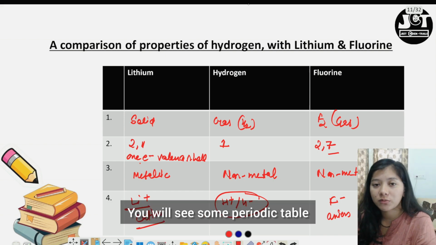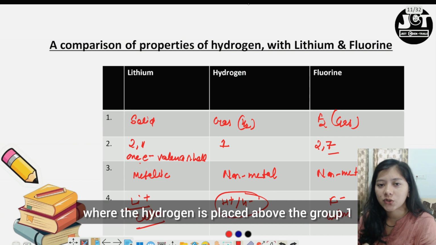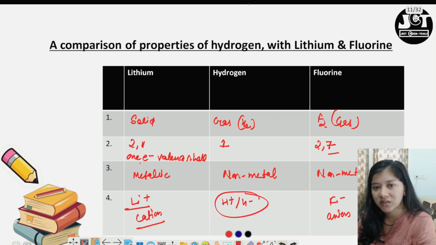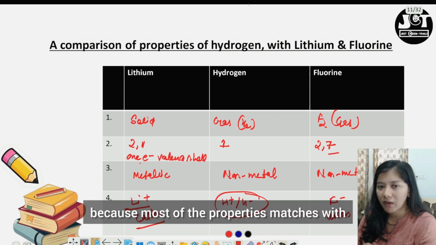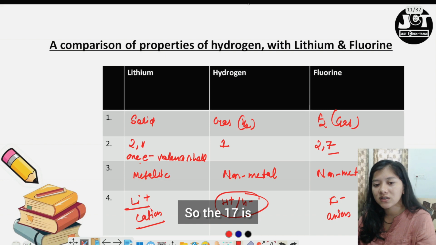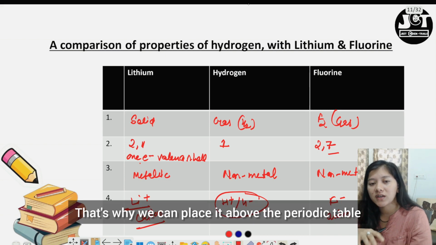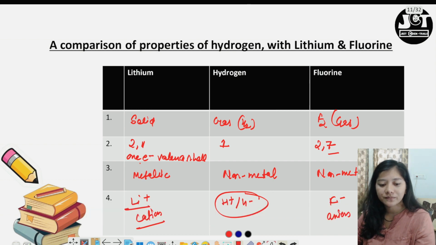We are not sure. You will see some periodic tables where hydrogen is placed above group 1 and sometimes it is over the periodic table. But we don't place it with group number 17 because most of the properties match with group number 1. So 17 is not completely sure. That's why we can place it above the periodic table, okay?